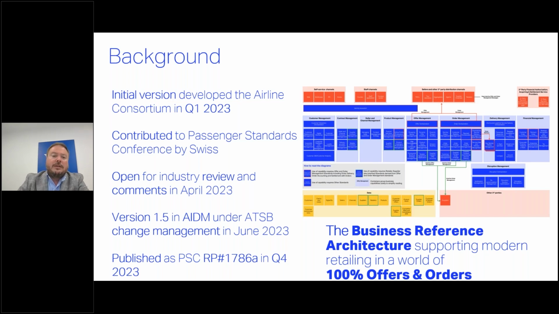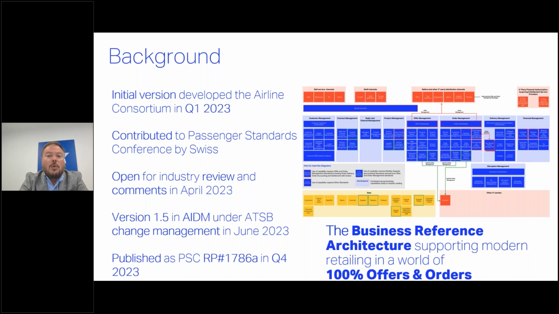It is a piece of work which is a collaboration across multiple airlines that have initially donated some of the work that they've done as a part of their retailing journeys into the consortium, and then from the consortium again as an industry collaboration already under the provisions of the Passenger Services Conference.